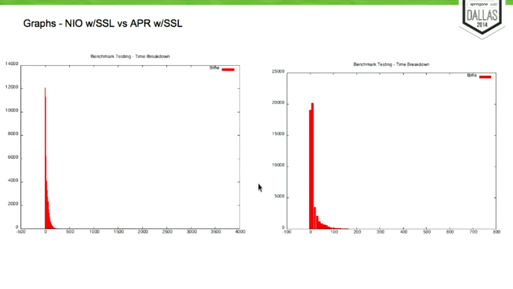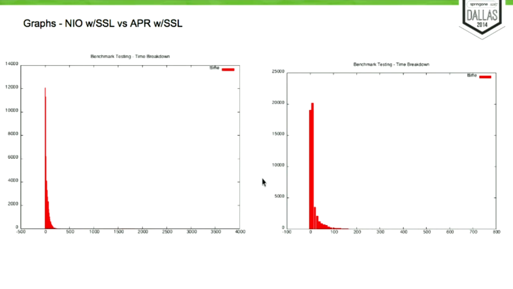This chart showcases the difference a little bit more. You can see with SSL turned on, we're hitting 20,000 plus requests that are handled in these first two, less than 20 millisecond groups. With the NIO connector, it's dropped to around 12,000 or so. So there's a pretty significant difference there.